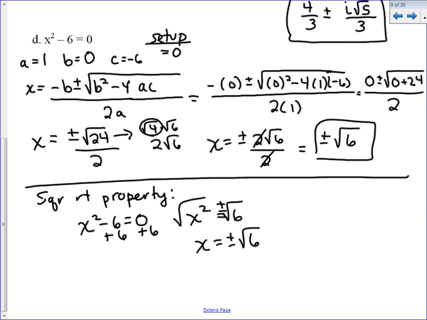So play around with methods on those last 4. On the first ones, you have to use the quadratic formula. If you have questions, let me know. Otherwise, have a great weekend.